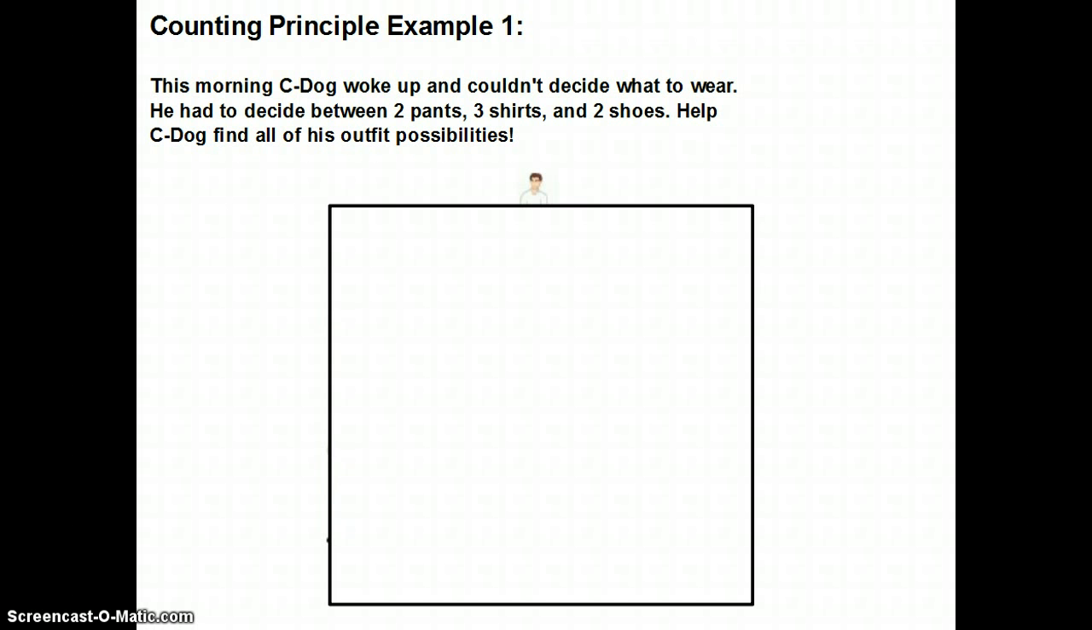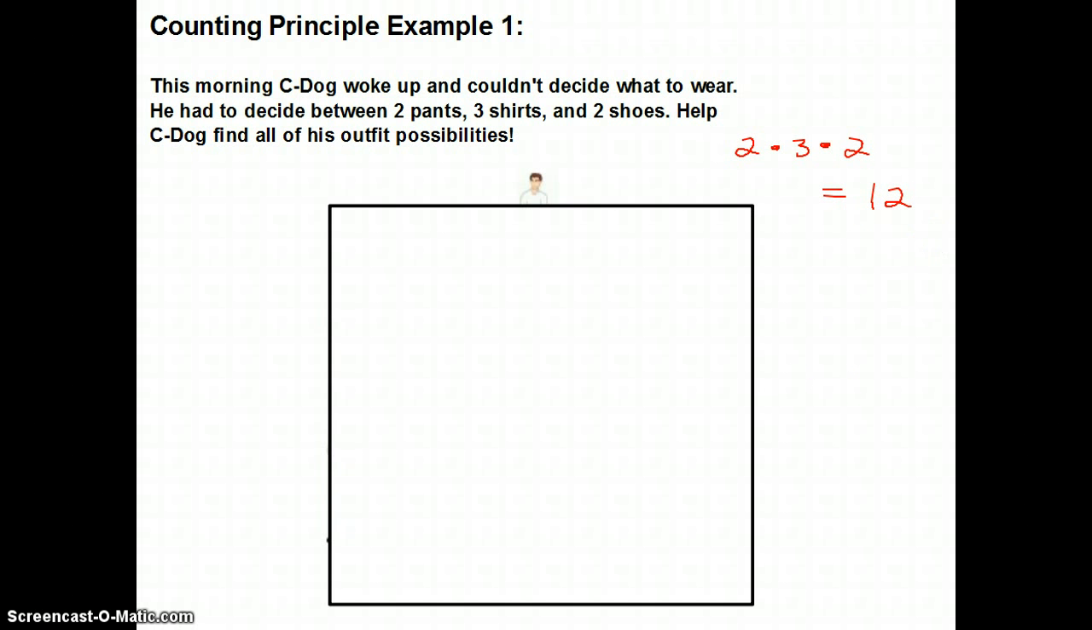This morning, Sea-Dog woke up and couldn't decide what to wear. He had to decide between 2 pants, 3 shirts, and 2 shoes. Help Sea-Dog find all of his outfit possibilities. Well, according to the fundamental counting principle, we can say that the number of pants he has times the number of shirts he has times the number of shoes he has will determine how many different outfit possibilities he has, which is 12. And that is true.